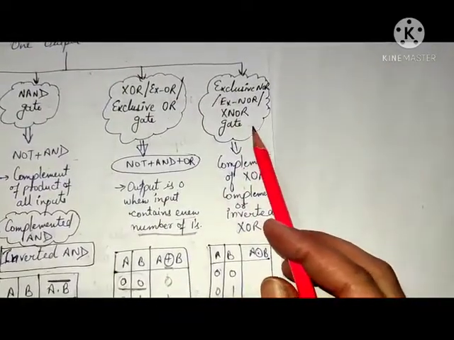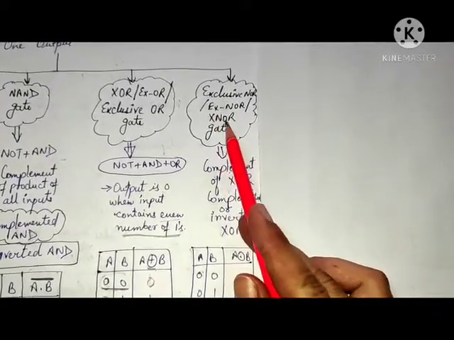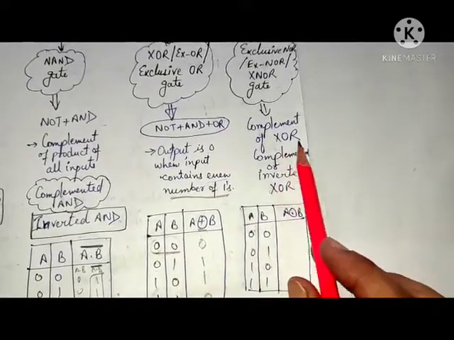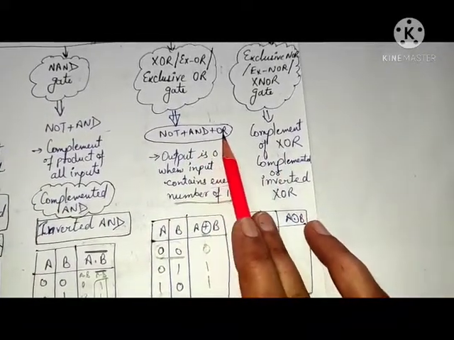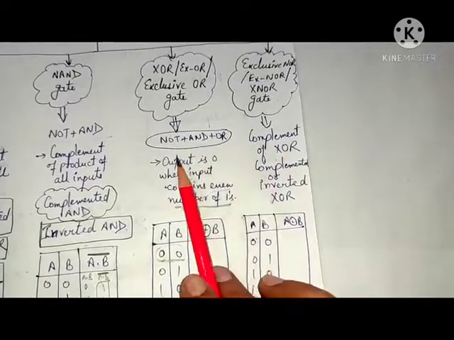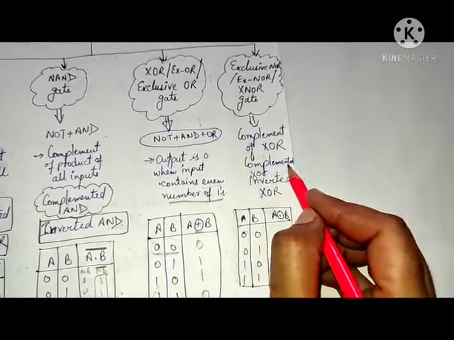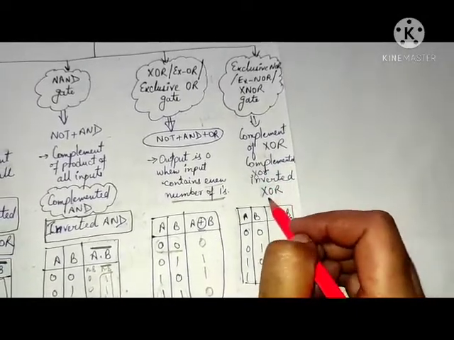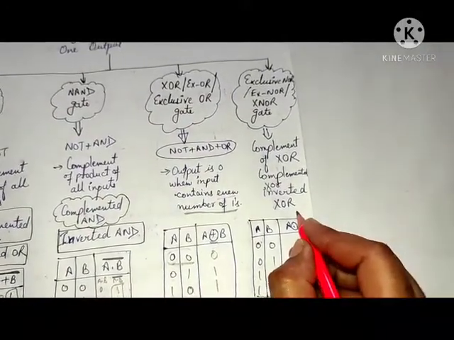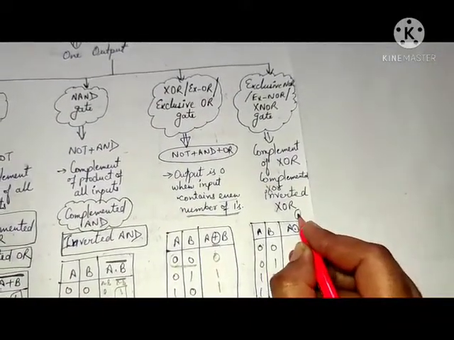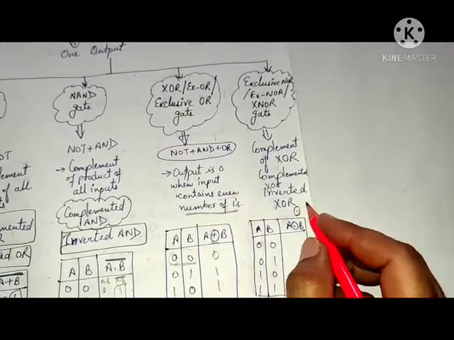Now the last derived logic gate is exclusive NOR, EX NOR or X NOR. It is the complement of XOR gate. It is also a combination of AND, NOT, OR, and it is the complement of XOR gate. It is also called complemented XOR or inverted XOR. Now this is a symbol. Put the dot inside the circle. This is a symbol for XNOR gate.